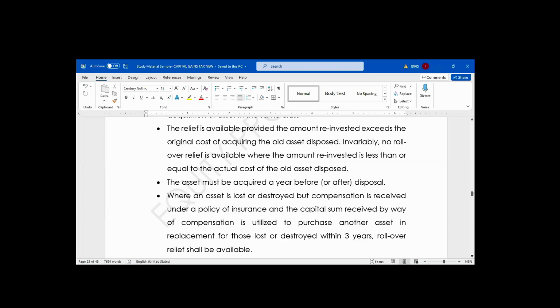That 50 million paid to you, if you don't want to pay capital gains tax on it, you must reinvest it to buy another building to replace the building lost, within how many years? Within 3 years. That is when you can claim rollover. If you don't use that money within 3 years, the tax authority will ask you to come and pay tax on the compensation that you received.